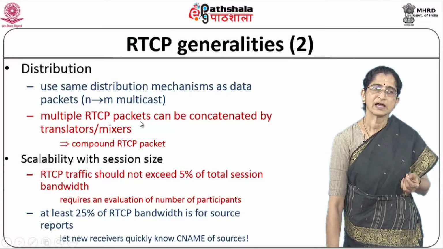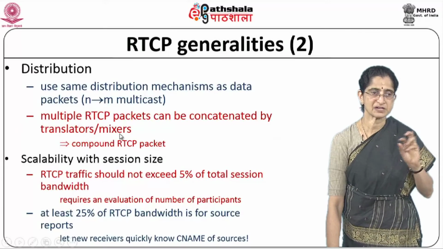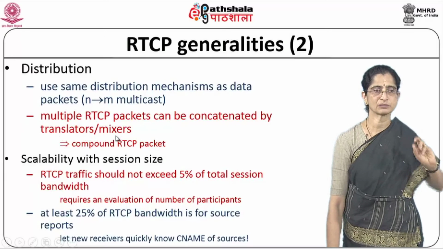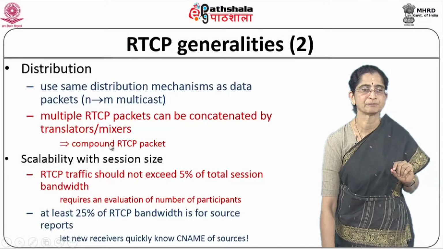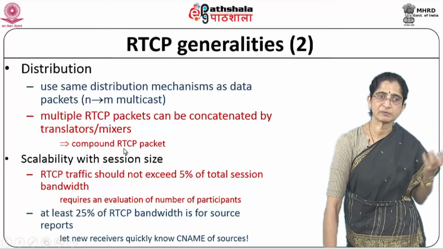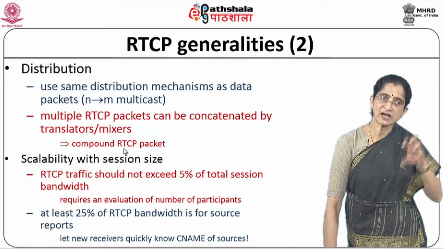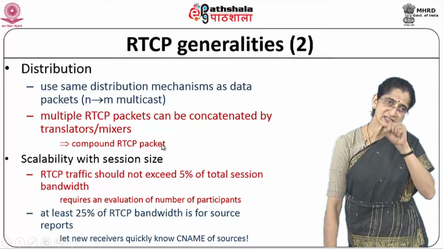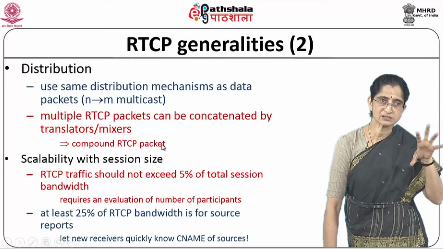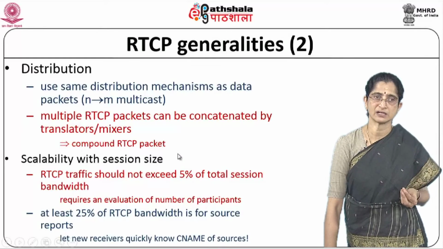And multiple RTCP packets can be concatenated by translators or mixers. Remember we talked about something called a mixer when we talked about RTP. If you have a mixer device which takes data from different sources and combines them together, similarly that mixer can also combine the RTCP packets and send them as a single RTCP packet for this combination of different sessions. That is called a compound RTCP packet.